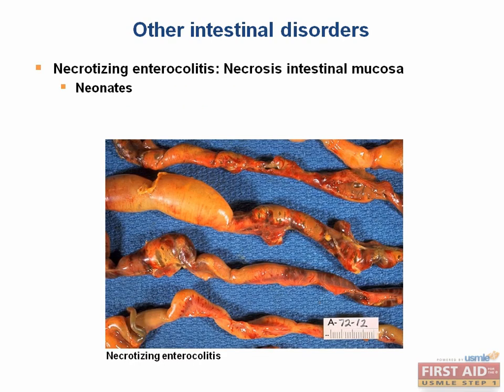Necrotizing enterocolitis, or NEC, is a major complication in neonates. There is necrosis of the intestinal mucosa and possible perforation. The colon is the most common site, but it can involve the entire GI tract. This is a very important disease to know because it affects neonates who have decreased immune systems, and NEC is potentially life-threatening. The classic radiographic sign is pneumatosis coli, which means there is gas in the bowel wall.